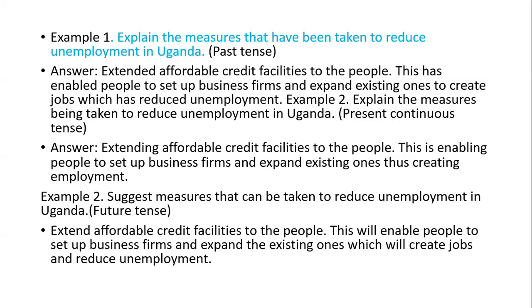So if you're going to write, you will say, extending affordable capital to the people. Then in your explanation, this is enabling people to set up businesses. So you still remain in the same tense: extending affordable credit to the people. This is helping people to set up businesses.